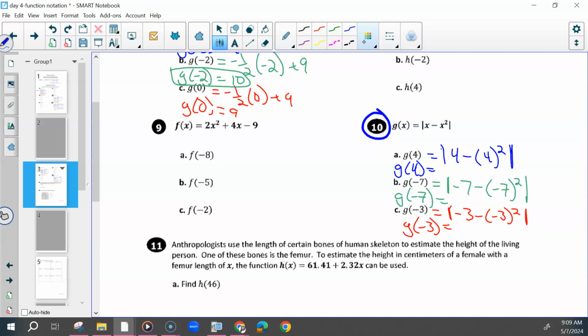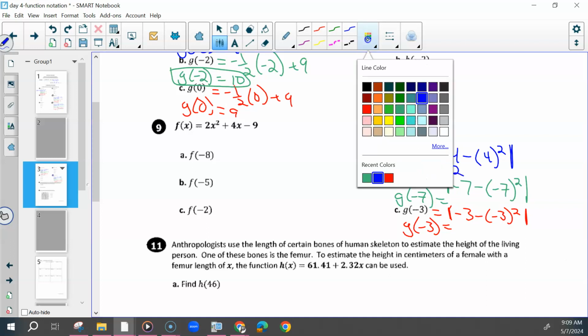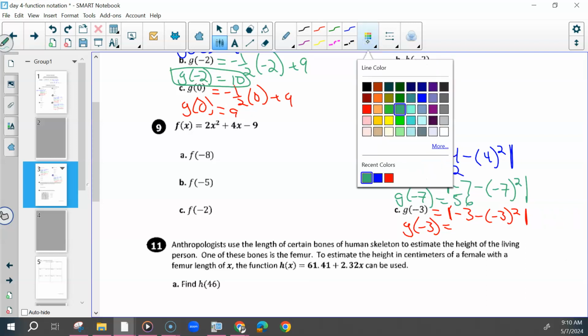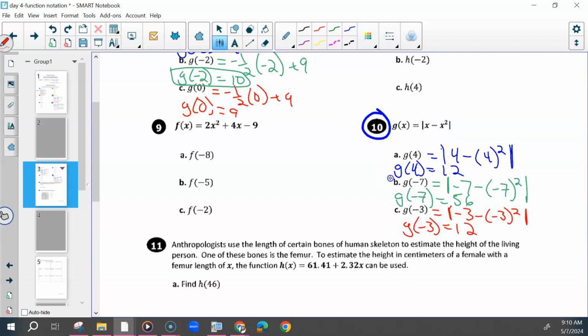What would that first one be? 12. Yes. The second one? 56. And the last one? 12. Yes. Any questions on how this works so far?